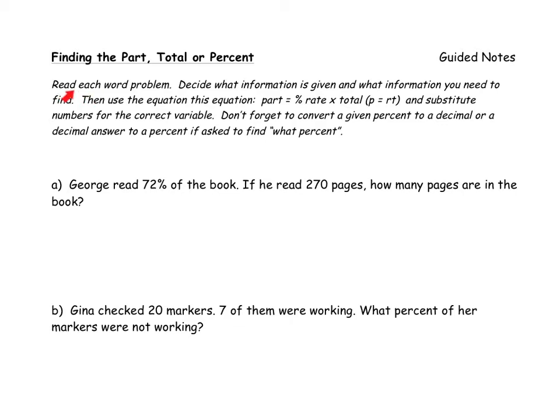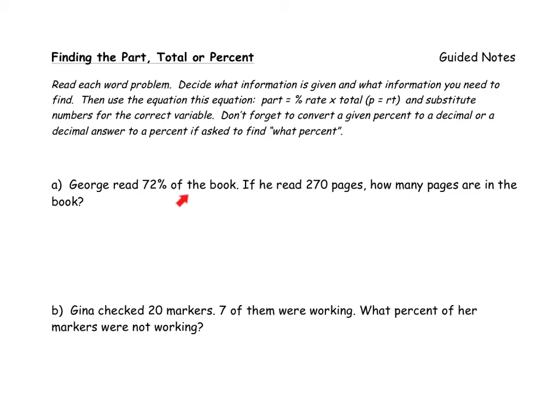It says, read each word problem, decide what information is given and what information you need to find. Then use the equation, part equals percent rate times total, when we use P equals RT, and substitute numbers for the correct variable. Don't forget to convert a given percent to a decimal or a decimal answer to a percent if asked to find what percent. So let's read through the problem.